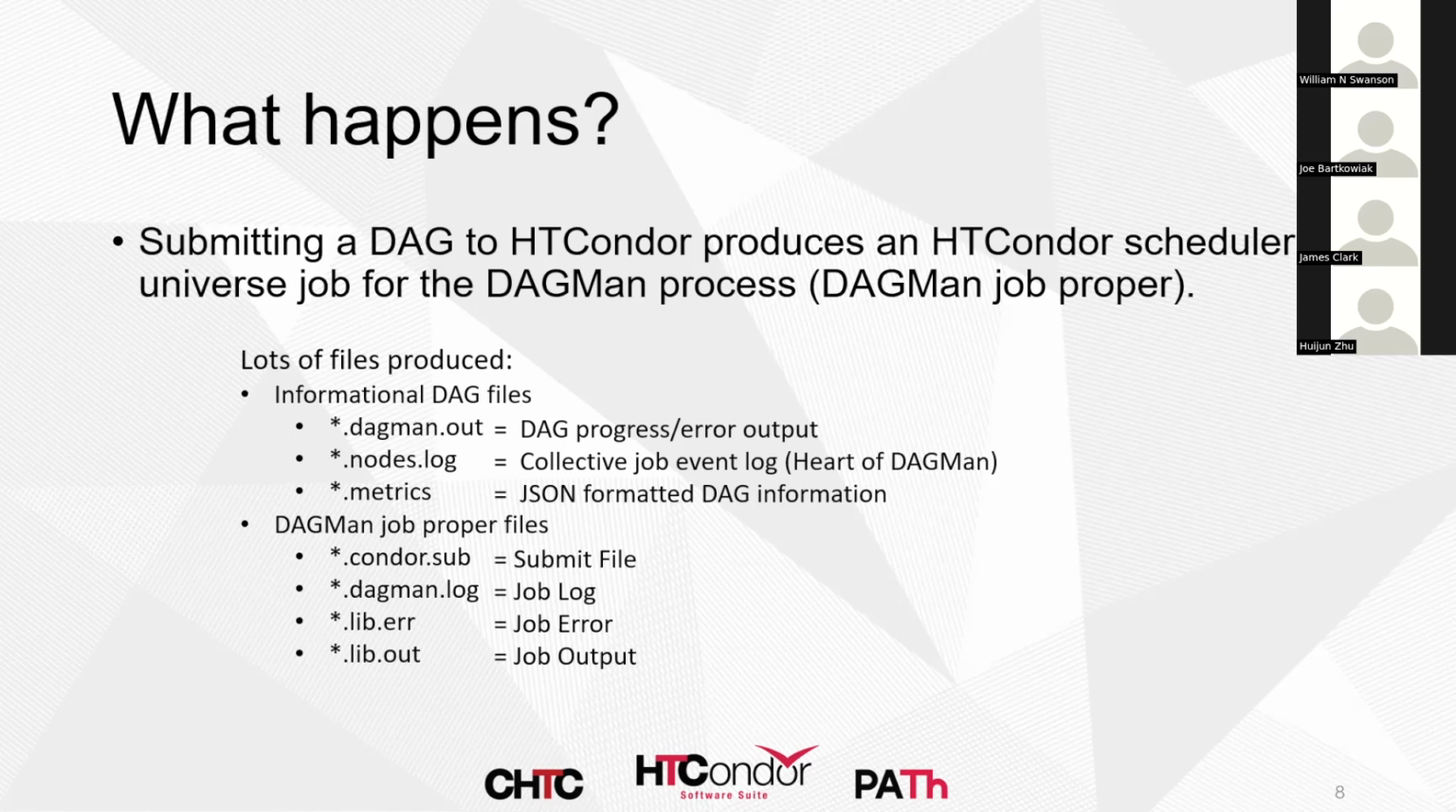And then the last one is this metrics file. This comes out once your DAG leaves the queue or exits. This is a JSON formatted file, and it contains a bunch of useful information: number of nodes in your file, how far it got, how long it ran, just a bunch of random information.